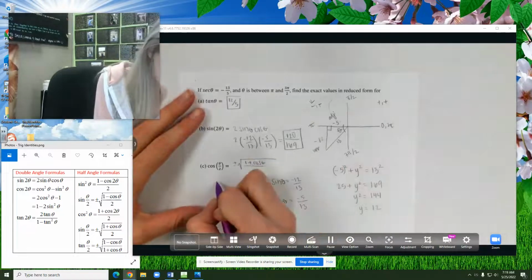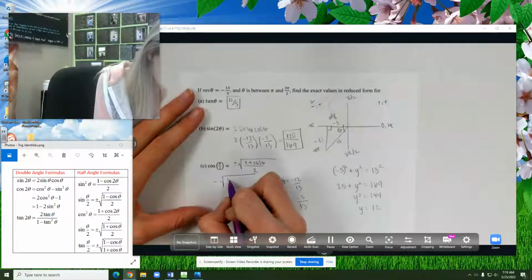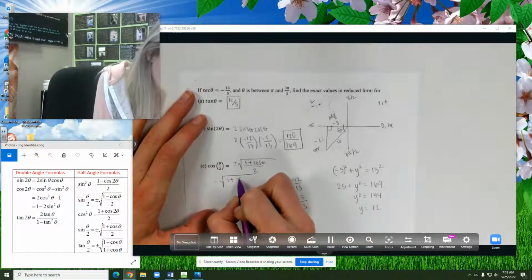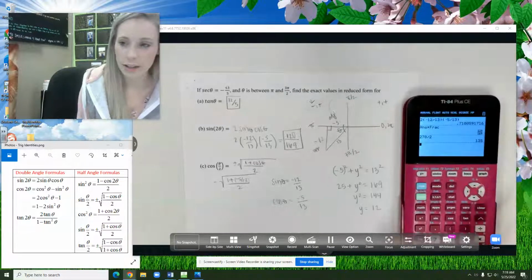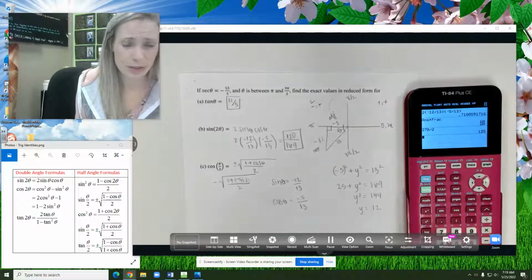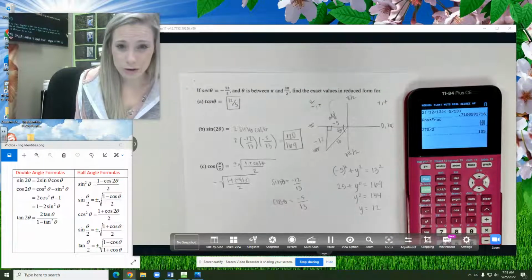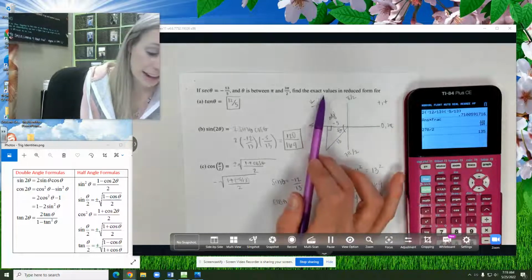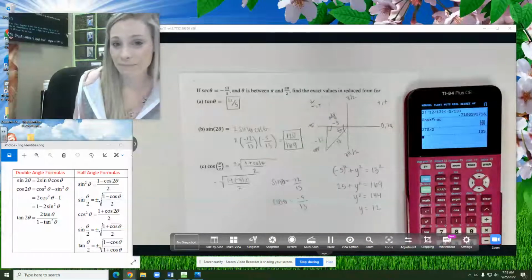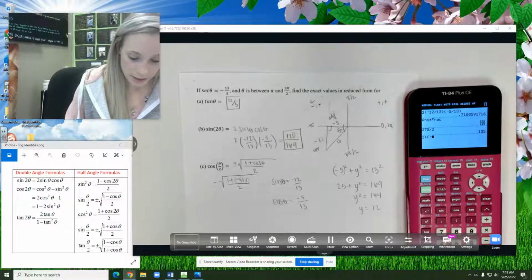Now everything else is the same. So I'm going to do negative square root of 1 plus, well, my cosine is actually negative 5 over 13, all over 2. Maybe you're not great at simplifying that. Maybe you're not great with fractions. That's okay. Take your calculator. Do not put the square root symbol in here. Square roots are irrational, so if you put the square root in here, your calculator is not going to give you an exact answer. And again, it says exact answers only. So I'm going to put 1 plus negative 5 over 13 divided by 2.